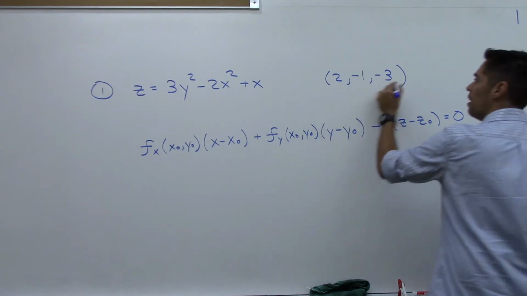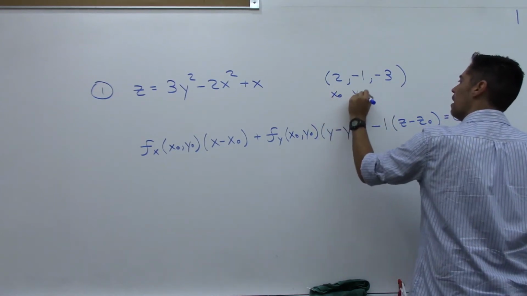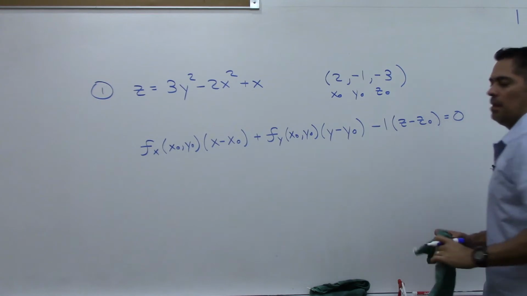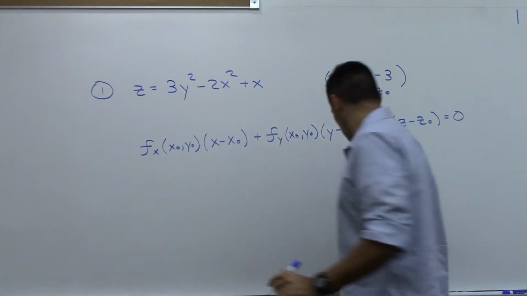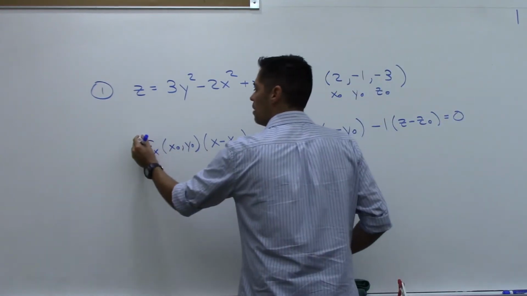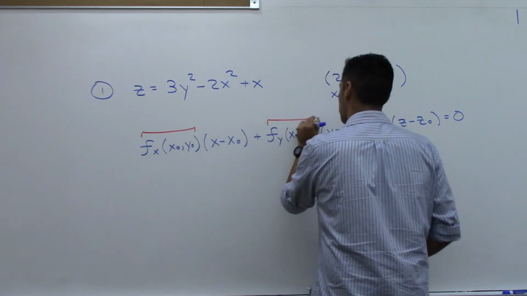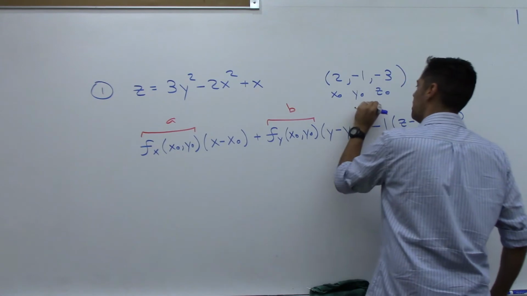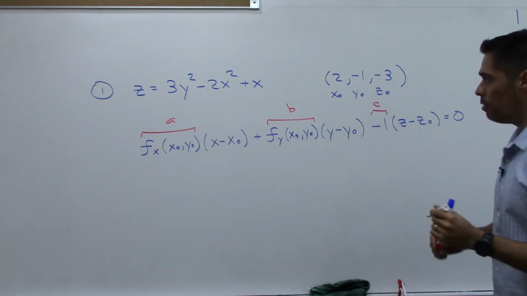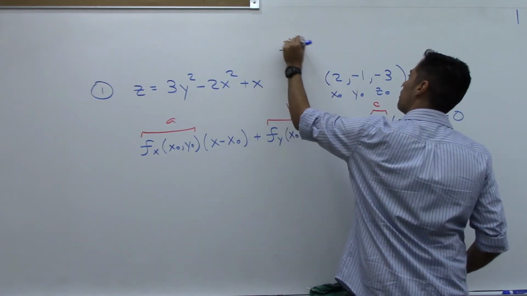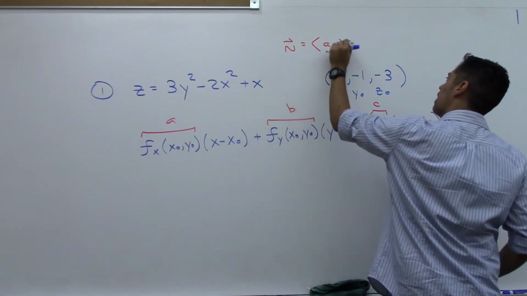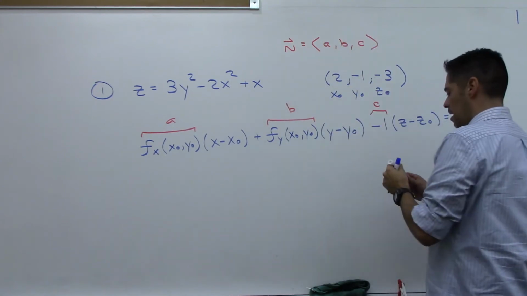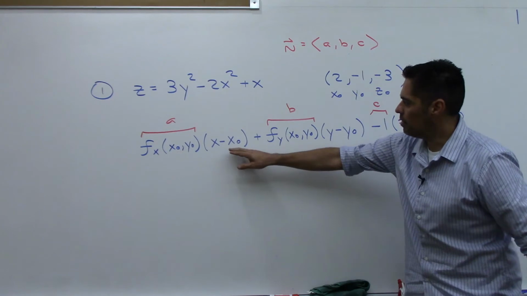So this point right here gives us our x naught, y naught, z naught. And so we're just going to need to figure out these pieces here. This right here, right, that's the a, the b, and the c of the normal vector. So the normal vector for this plane has as its components a, b, c, and then the rest of it we just get from this point.